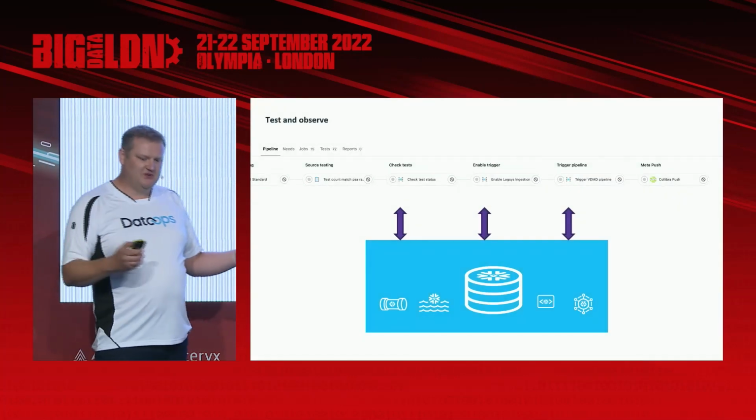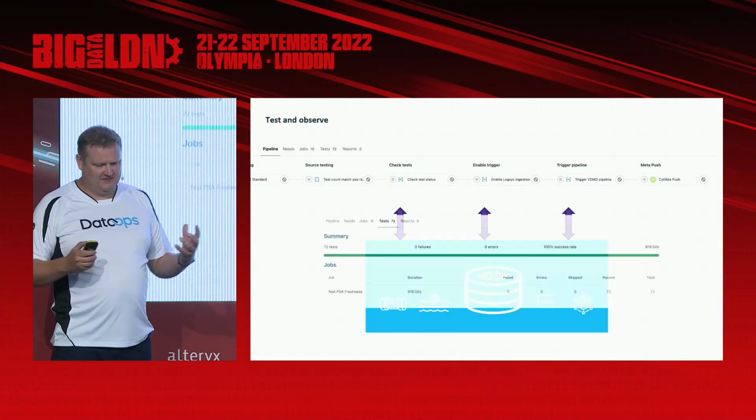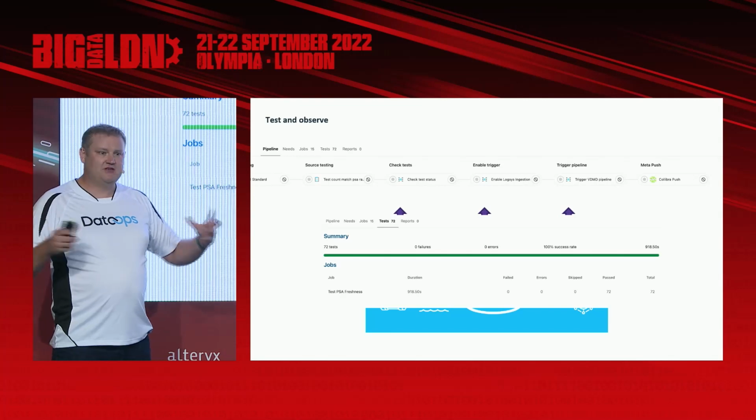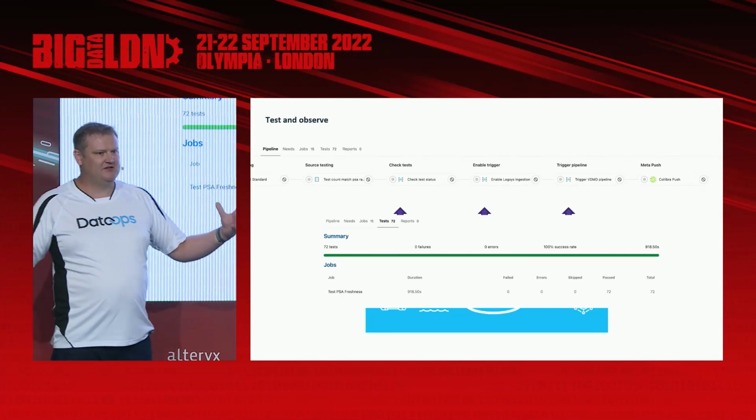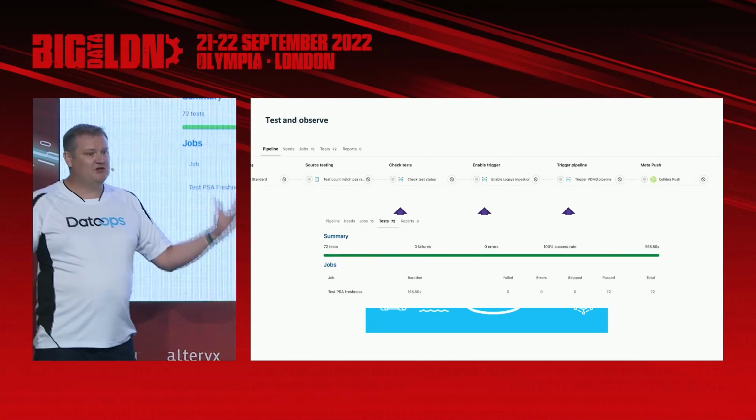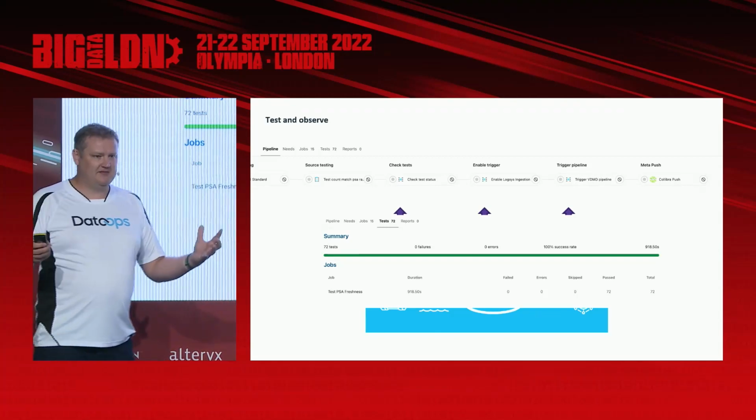We'll look at test and observe. So we've talked a little bit about this. The major piece of this is automated testing. So we collect test results, hundreds, maybe thousands of test results in the case of some data products. And if any of those tests fail, we stop the data pipeline.